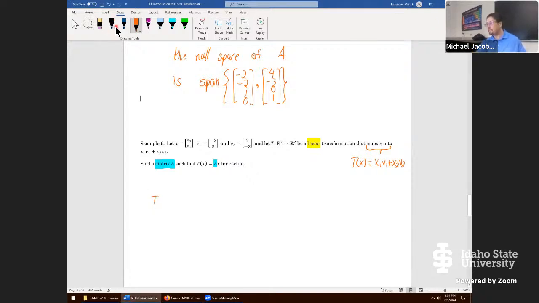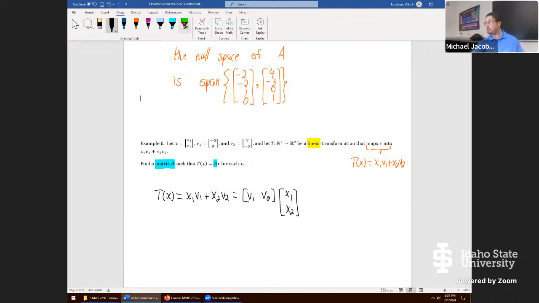I would begin this problem by writing out, with a more official looking pen, T of x. This x here is just x1, x2, and it maps into the linear combination x1 v1 plus x2 v2. Now here's where we can pause for just a moment. A linear combination like that is the result of a matrix times a vector. Here's the matrix, v1, v2. And here's the vector, x1, x2, the original vector x.